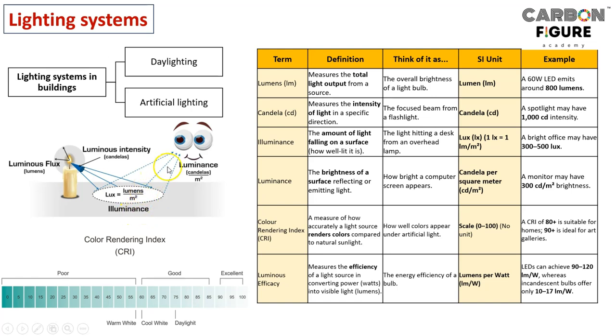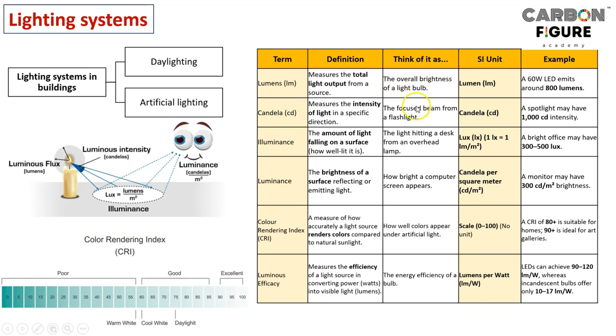And luminance is how much light we perceive as a human being with our eyes. So we have candela per meter square. It's just a visual representation. Let's jump into the table so that we can understand it better, right? So first we have lumens. It measures the total light output from a source, like the overall brightness of a light bulb, we can say.